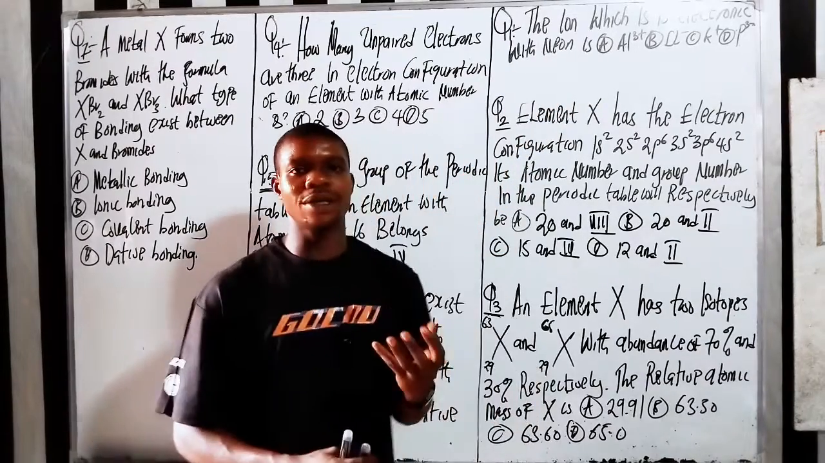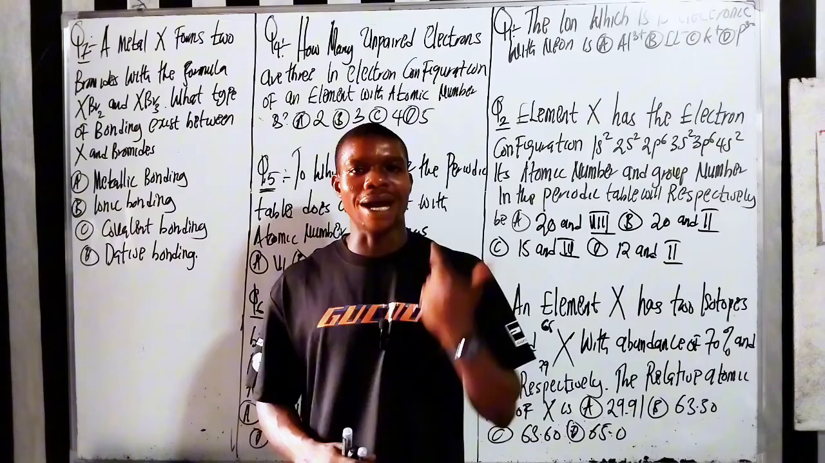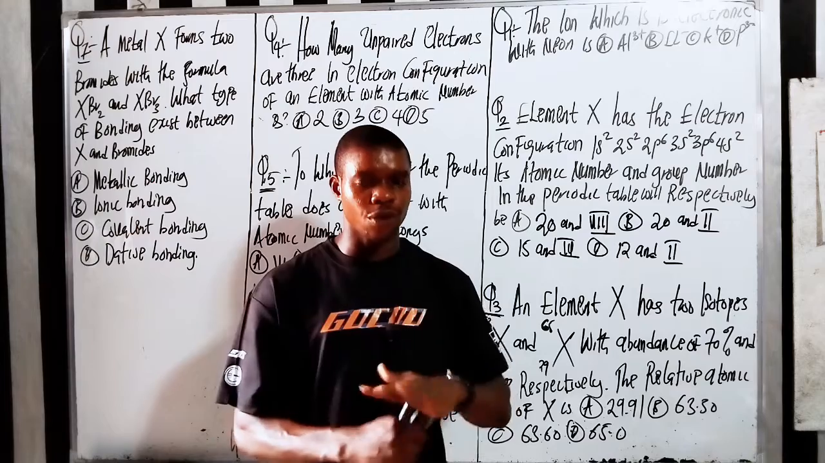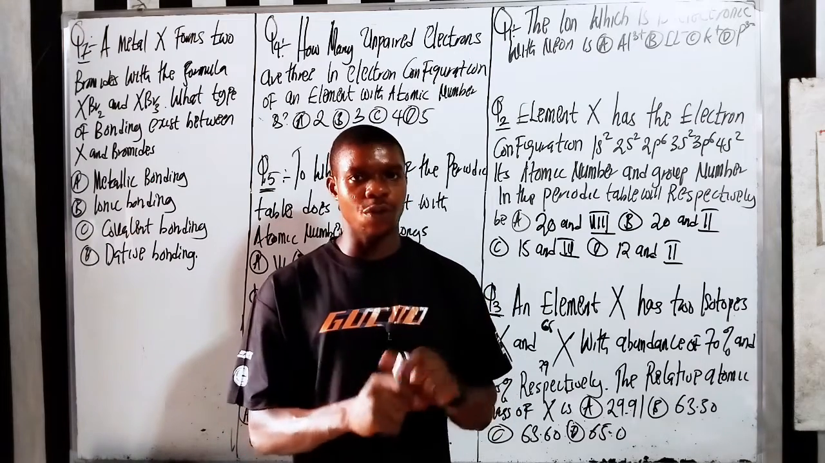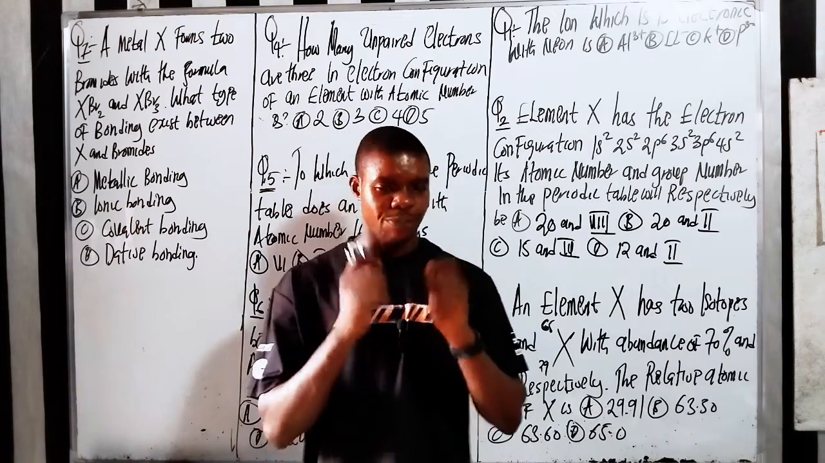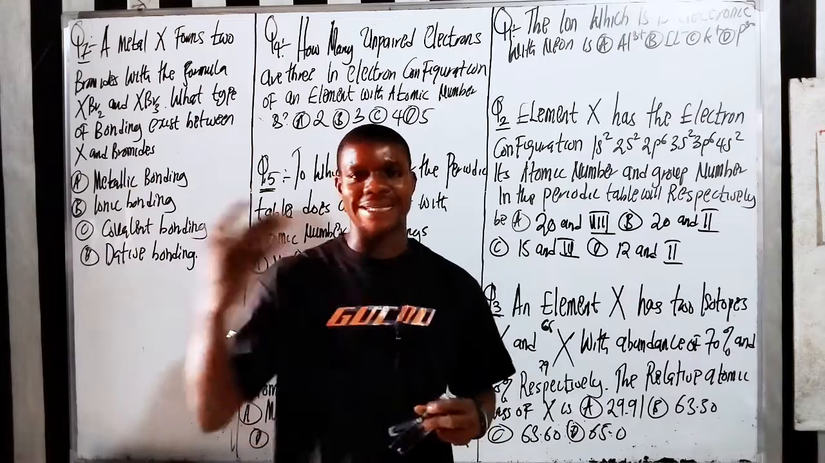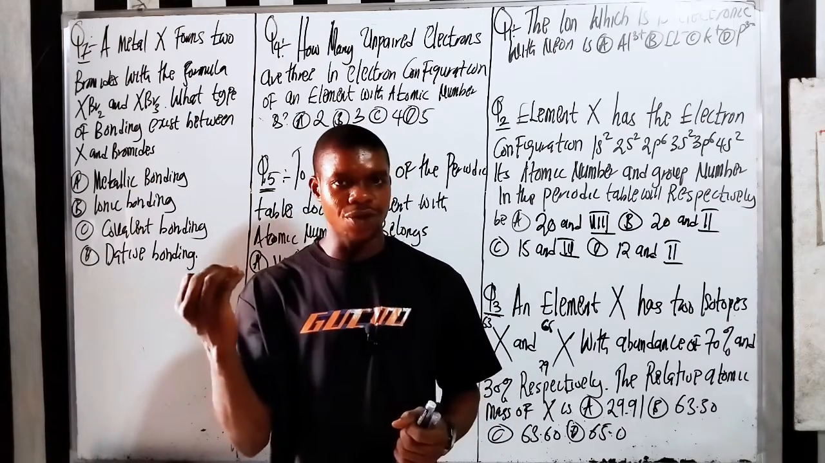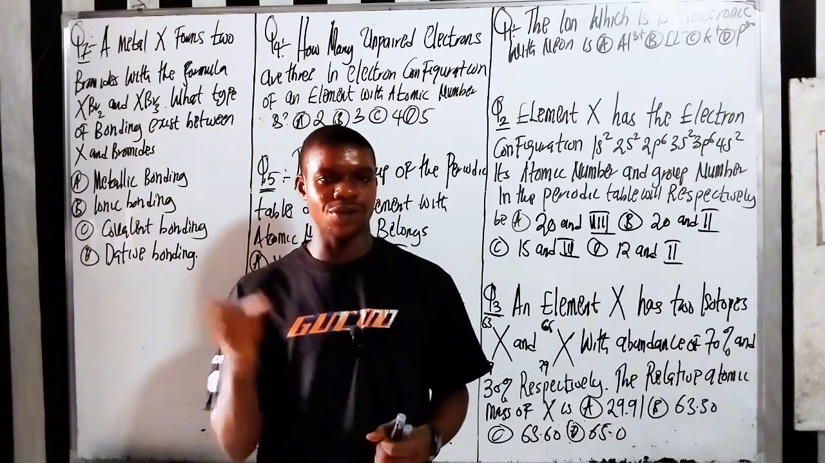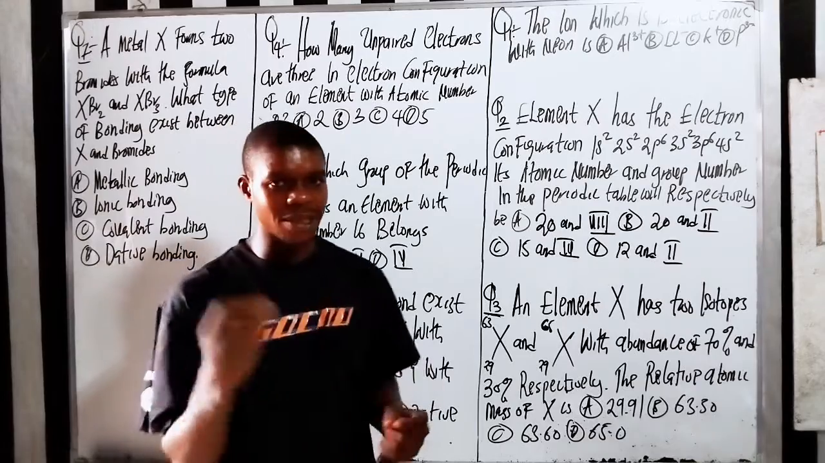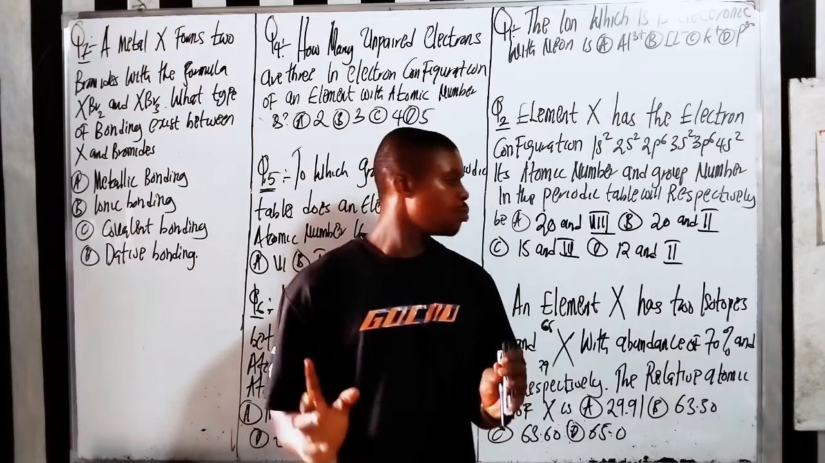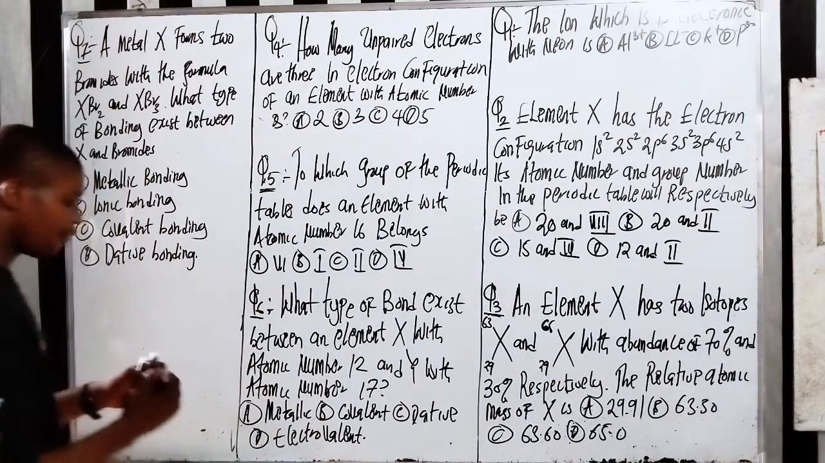Neon has atomic number 10, so you have to write the electronic configuration of neon. If you don't know how to write electronic configuration, check out my video on chemical bonding and writing electronic configuration. The link will be in the description below. That video explains step by step how you can write electronic configuration and how you can identify the period, the group, and the valence electrons of an element in the periodic table.